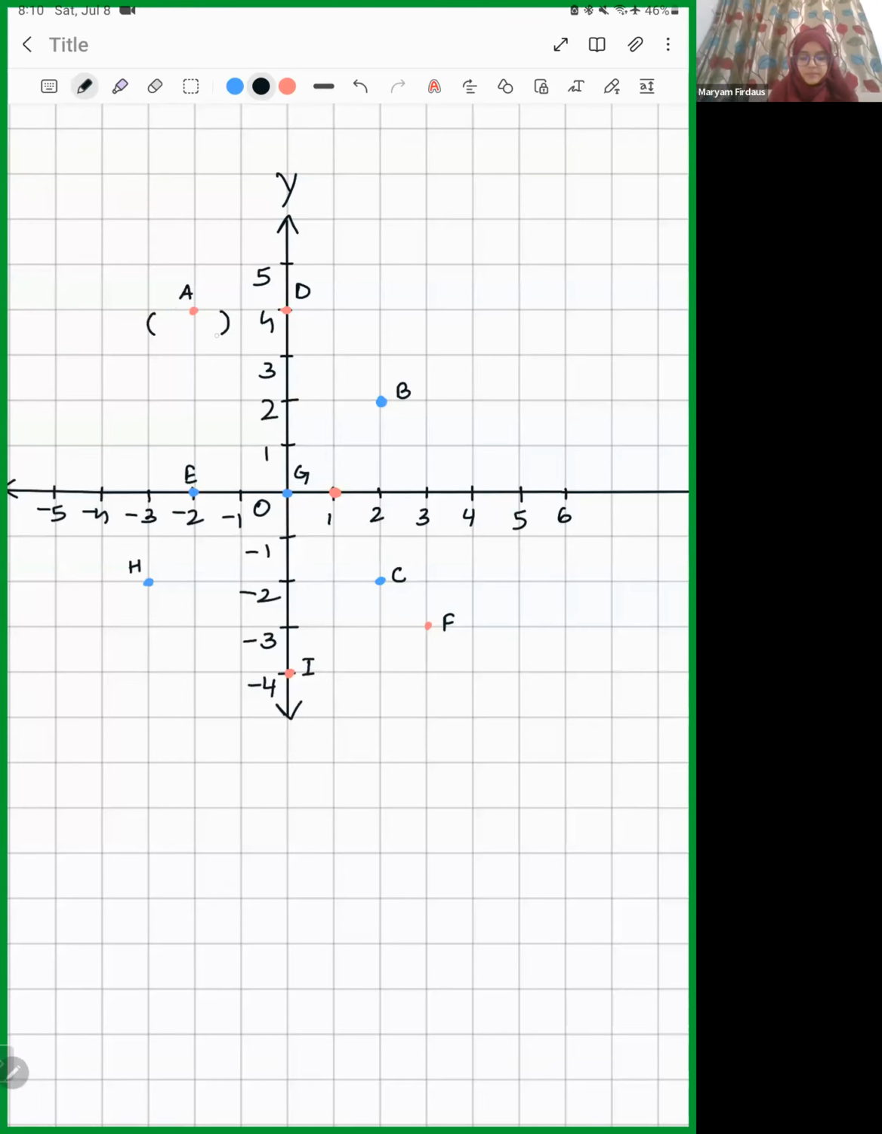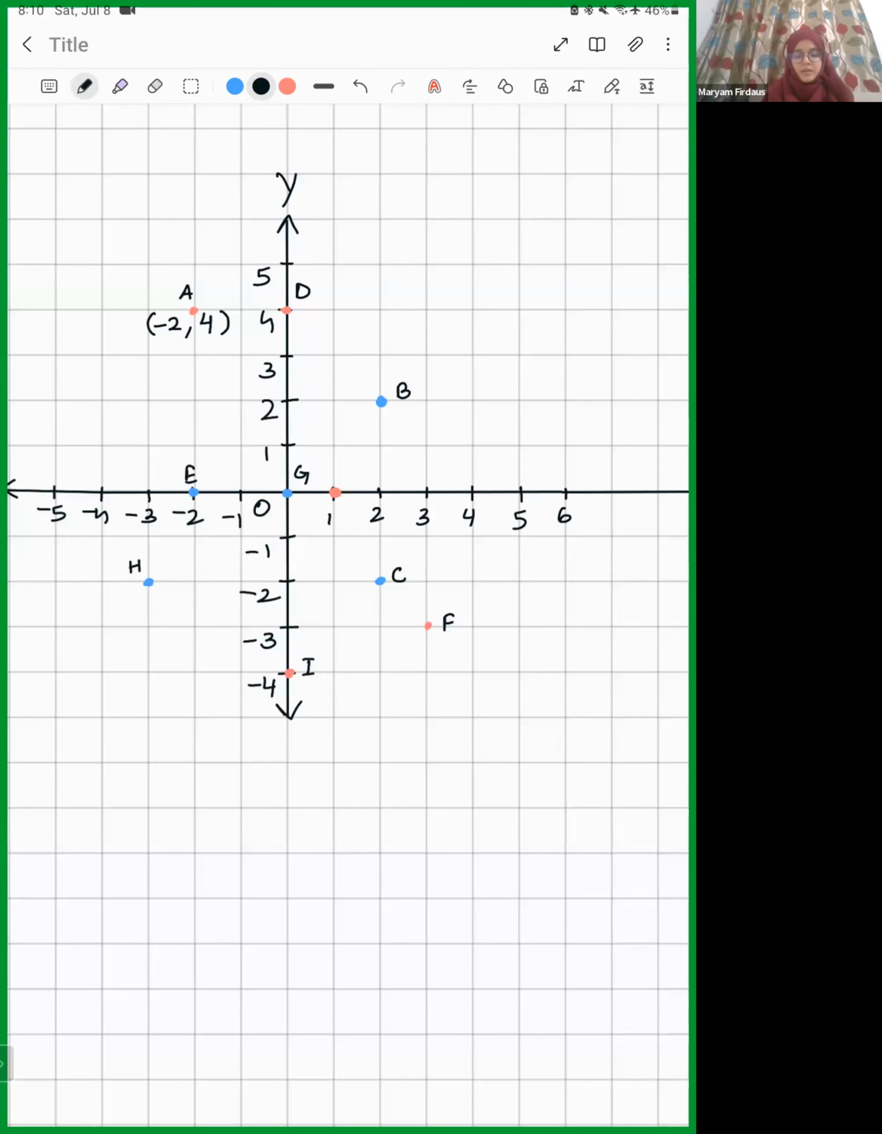Okay. So what are the coordinates of this point? The X is -2 and Y is 4. So you will say it like this: abscissa is -2, ordinate is 4. Okay? Now it's Zen's turn.